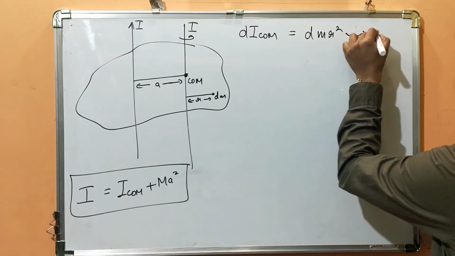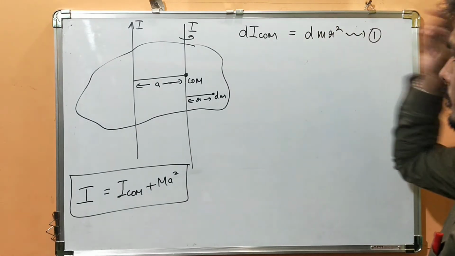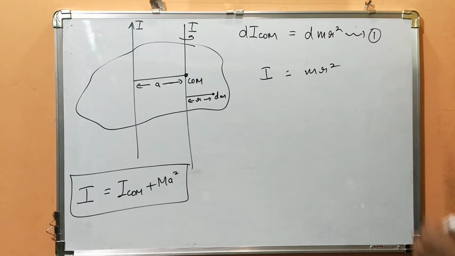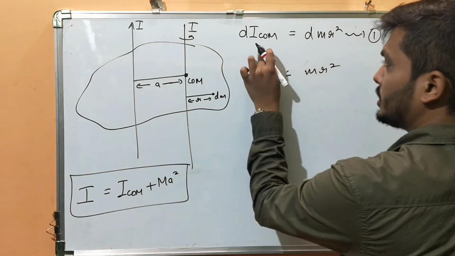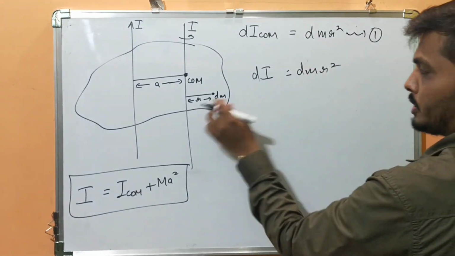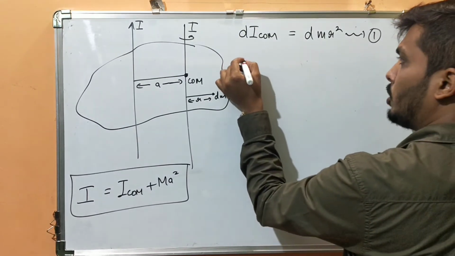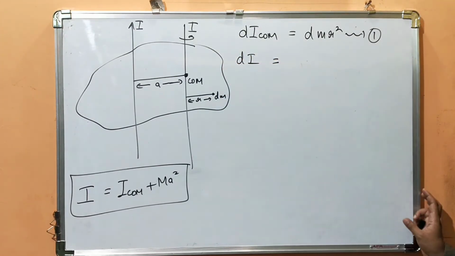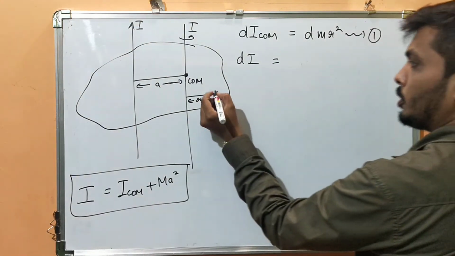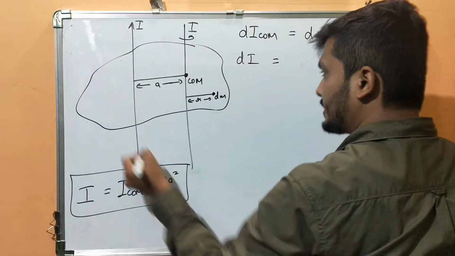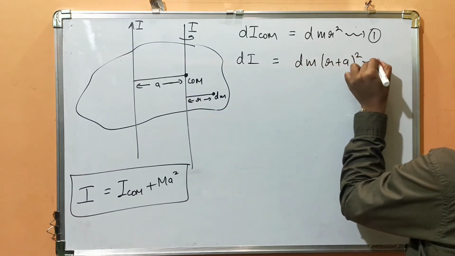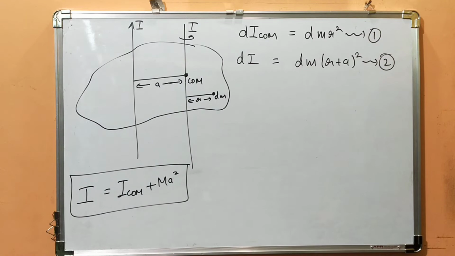So delta I COM will be what? dm r square. Equation 1. Yes or no? All of you know the equation for moment of inertia: I equals m r square. Got it? Have you understood this? So for this small object dI will be dm r square, since they are at distance r. Similarly, what will be dI for this small object about this other axis? The moment of inertia will be dm (r plus a) the whole square. Is it not? Got it? Are you following?